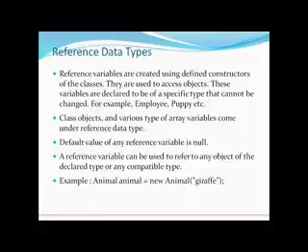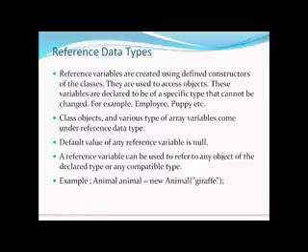Whenever they occupy memory, when they finish their work, they have to be garbage collected. So these are the reference data types, like class objects and various types of array variables. Array is another example of a reference data type. Whenever you store something inside an array, that becomes a reference. A variable of an array is a reference variable.